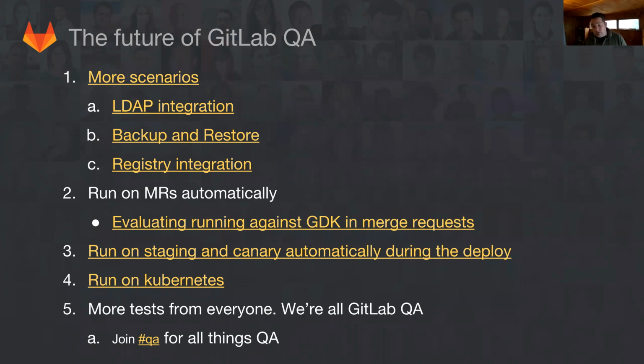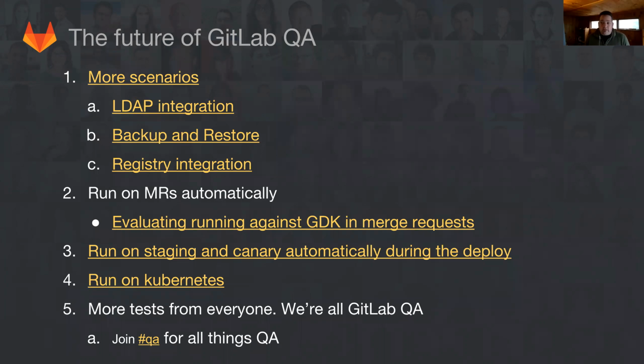We also want to test backup and restore. These are two things that are key workflows in the GitLab world. So as much as we can automate testing, that would be great. And the other one is registry integration, another big feature. There are a lot more scenarios that are planned and in the pipeline.